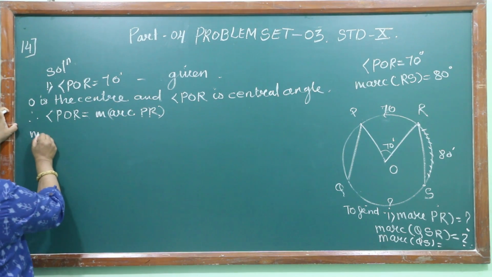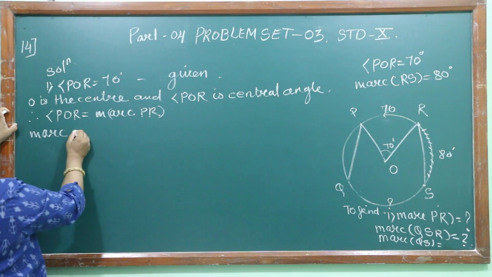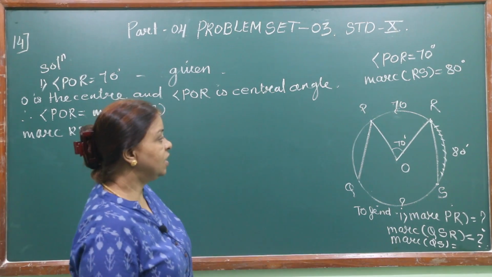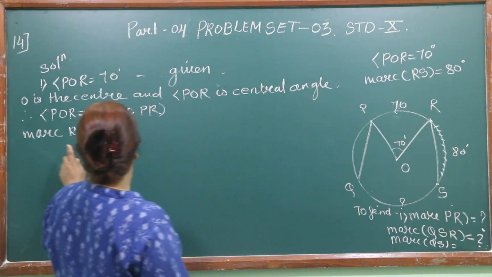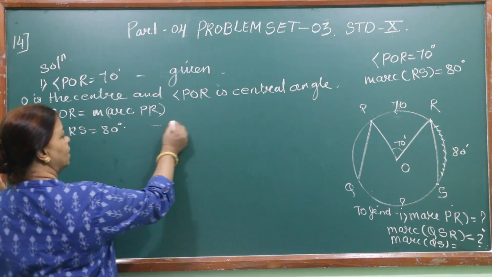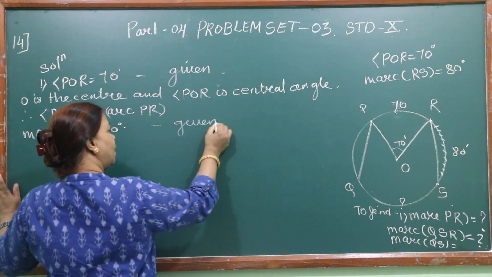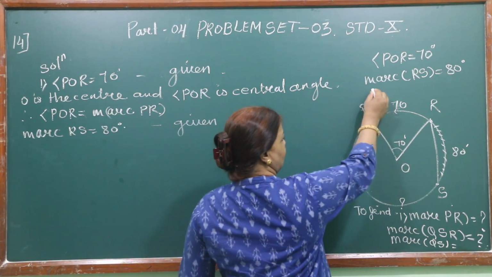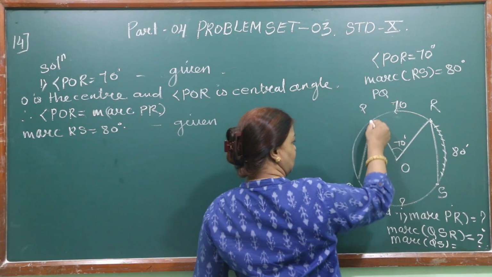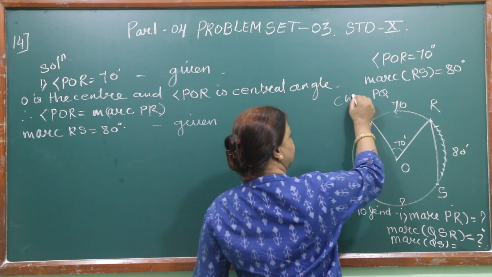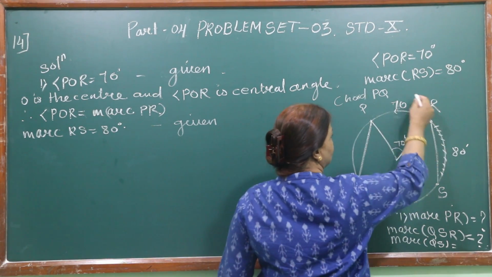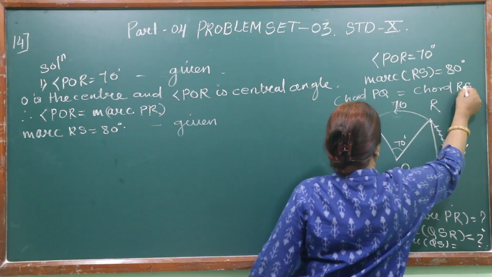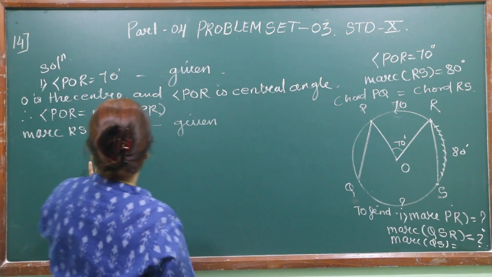Measure arc RS is equal to 80 degrees, given. Children, it is given, but there is also something I have not written here: chord PQ is equal to chord RS. This is given, children. Okay, let us write here: chord PQ is equal to chord RS, reason given.